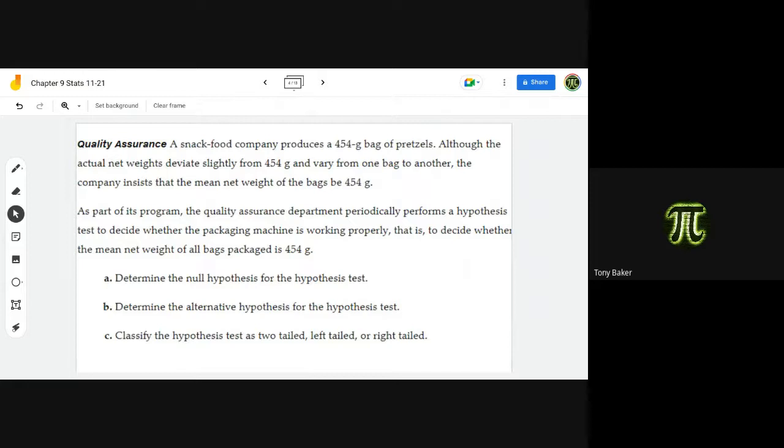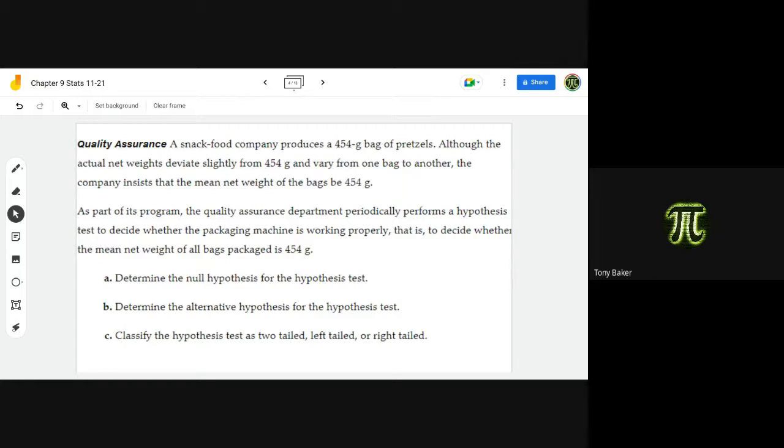All right. So, as part of this program, as with anything, you have quality assurance. They can't check every single bag, because they'd have to open up every single bag. So they have to check a certain number of them to see if it's true. So, as part of this program, the Quality Assurance Department periodically performs a hypothesis test to determine whether the package filling is working properly. That is, to decide whether the mean net weight is 454 grams.